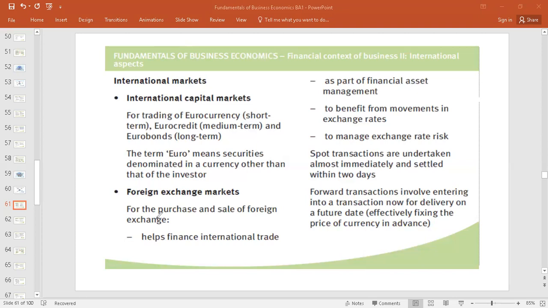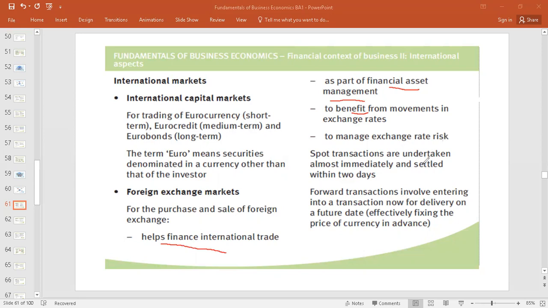The purchase and sale of foreign exchange will help finance international trade. It is also part of financial asset management if they invest in foreign currencies to benefit from movements in exchange rates. Exchange rates fluctuate from time to time. So whenever it is beneficial for them to buy and sell, such transactions can be taken up so that they can increase their profitability. Then why do they invest in foreign exchange? If there is any risk associated with holding a foreign currency, that can be hedged or managed by holding another country's currency. So any exchange rate risk arising from holding some other currency can be offset by holding some other country's currency.